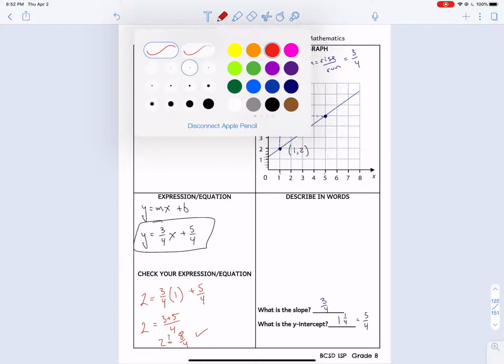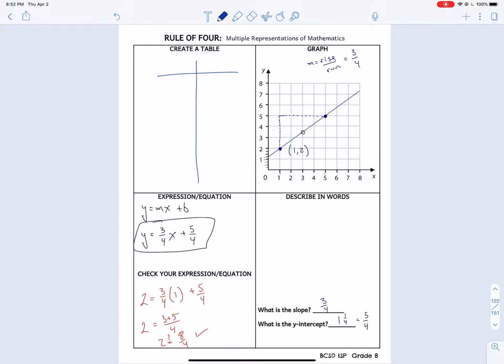All right, for the table, I'm not going to do the whole thing for you, but I will help you get started. When we have fractions, you can choose any numbers for x, but it's going to make your life much easier if we choose numbers that are compatible with these fractions. We already did the 1, and we already know that y is 2. That's this point right here. We also have 5, 5.